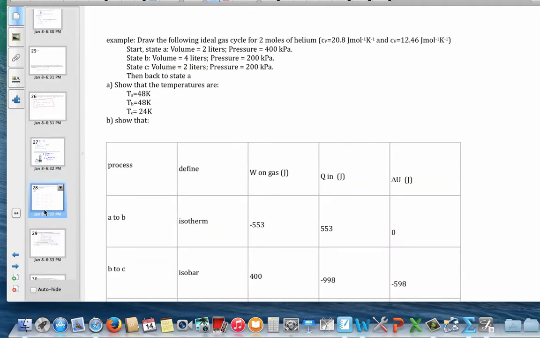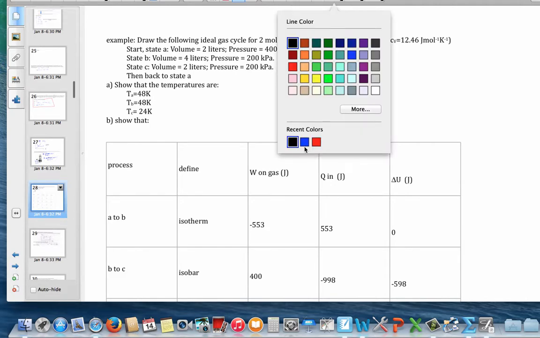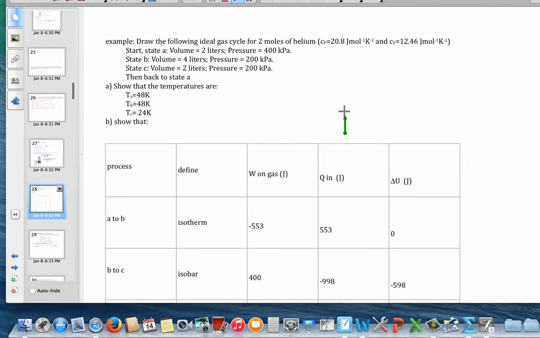Okay, so here's an example. This is actually a full thermodynamic cycle, and the answers are given here. Okay, so this is what you're trying to show. So first we'll sketch it in the PV plane. Here's our pressure axis, here's our volume axis.